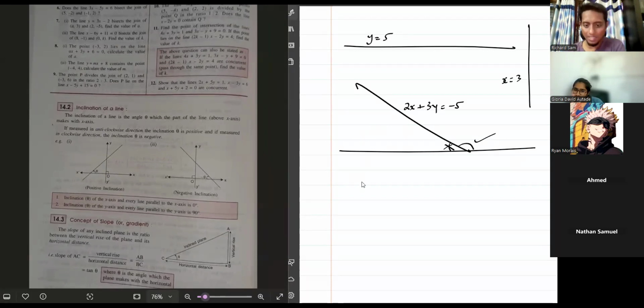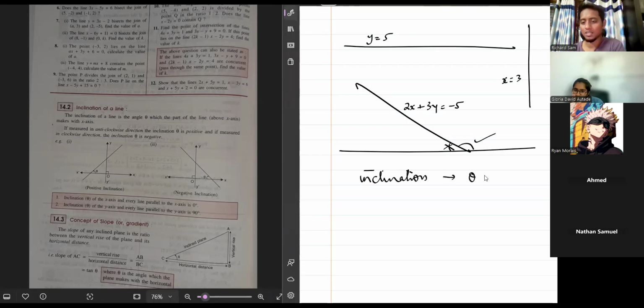Okay. So inclination. What does inclination mean? Inclination means theta or angle. All of these are the same thing. Okay. Now, based on the inclination or based on theta, we can find something called slope. Slope is represented by the alphabet m. And it is not a degree like inclination, theta, angle, they are all in degrees. Slope is just a number.